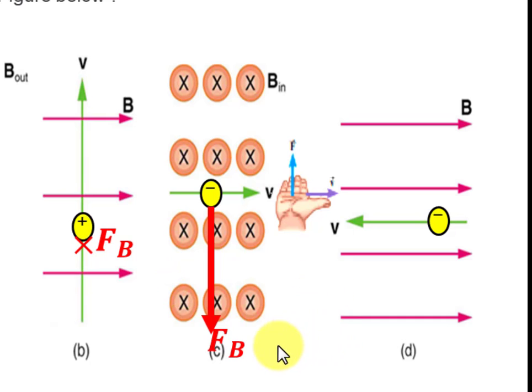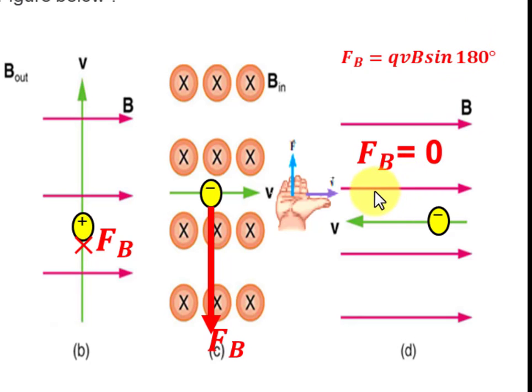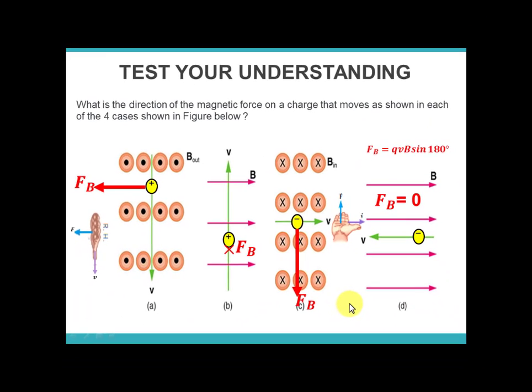Let's go to the last case here. We also have a negatively charged particle, but it's moving to the left, and the magnetic field is to the right. So what happened here? It is a parallel case. That means v and B are parallel. Using the formula F_B equals QvB sine 180 degrees, sine 180 degrees means we get 0 here. So the magnetic force will be 0.